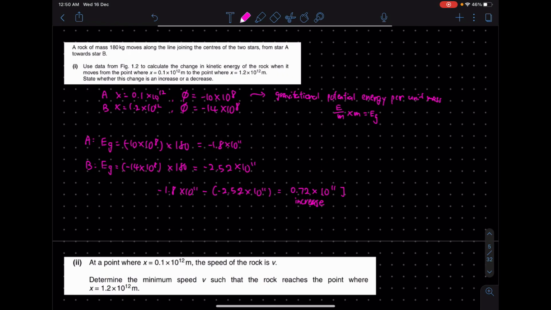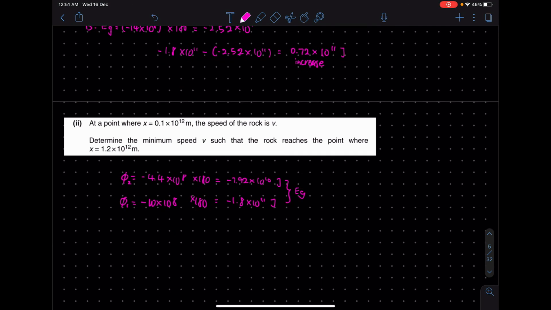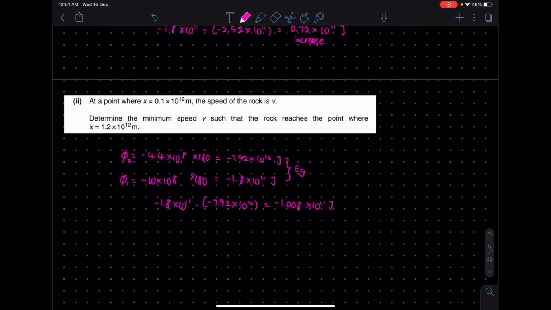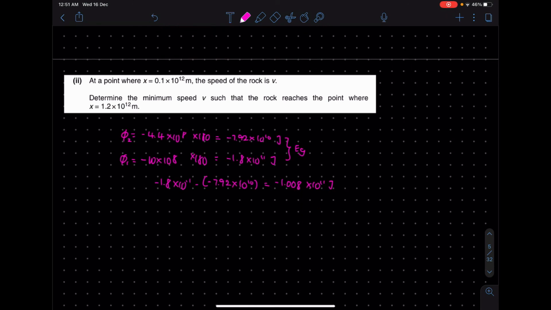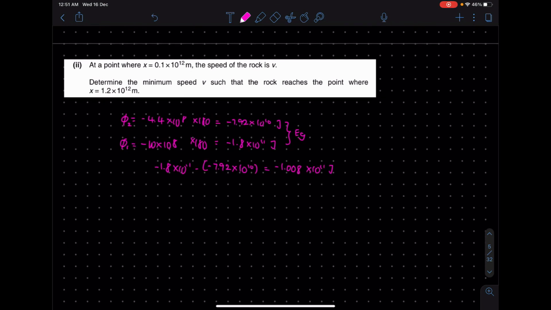Alright, so just by doing some subtractions, we can find that negative 1.8 times 10 to the power of 11 minus this 7.92 times 10 to the power of 10 will give us negative 1.008 times 10 to the power of 11. Now we have a negative symbol here, but it is fine to omit it because it doesn't really make a difference.